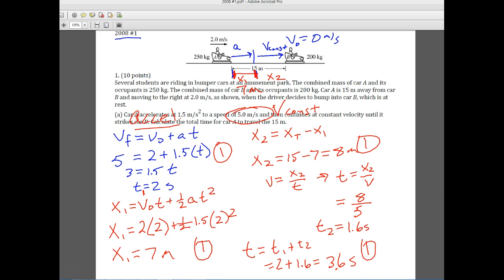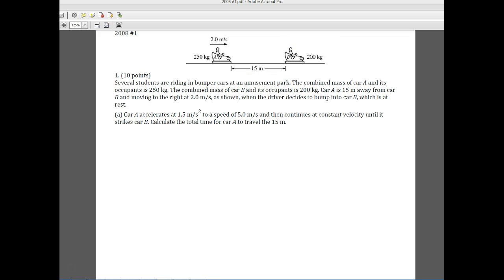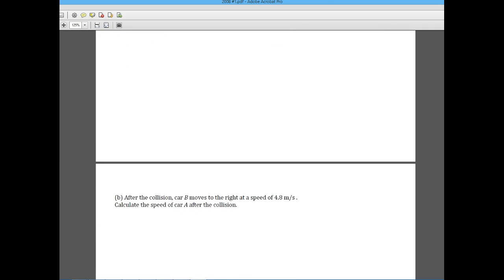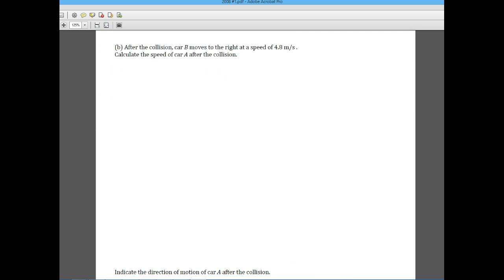For the second part of the problem, they want us to figure out, after the collision, car B moves to the right with a speed of 4.8 meters per second. They want us to calculate the speed of car A after the collision. So if we think about it, this collision is a bouncing collision.